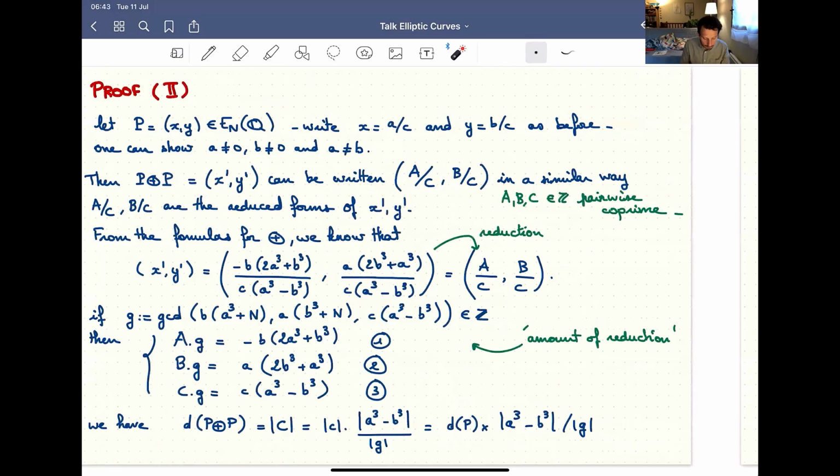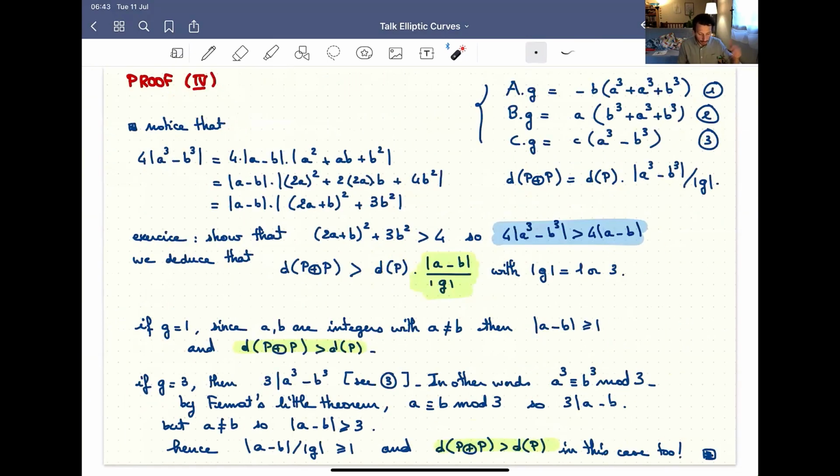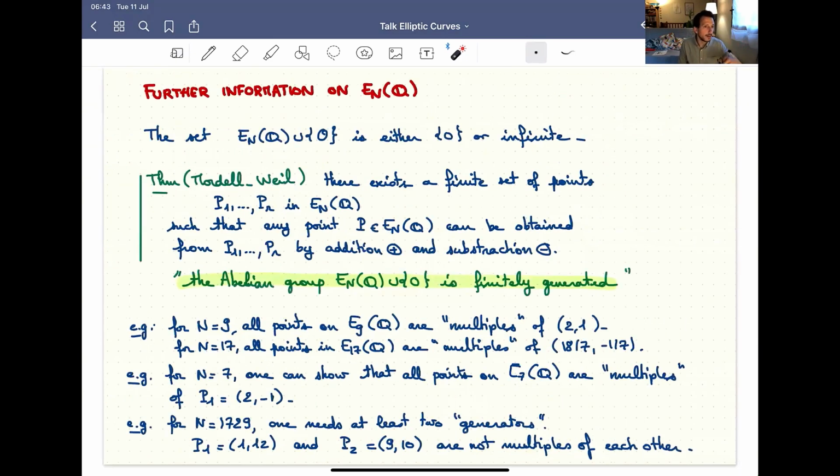It's a lot of arithmetic. I will share the slides with you, and if you have time or if you're interested, you can look at the details.